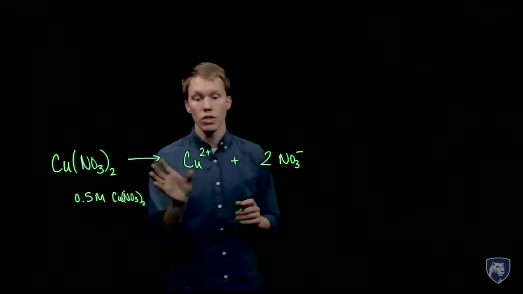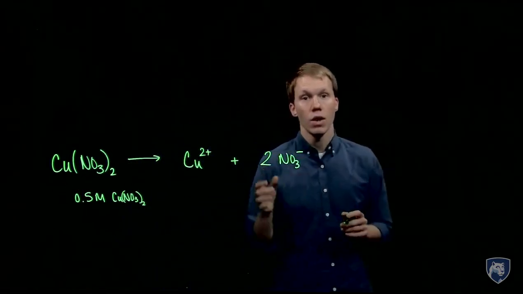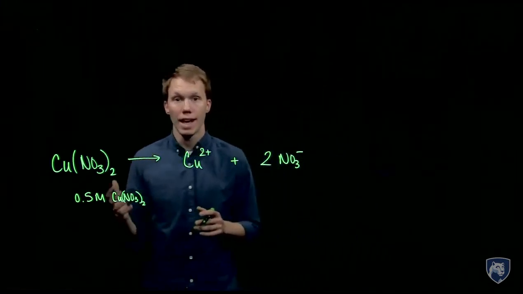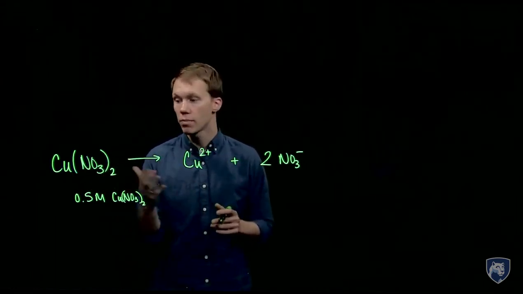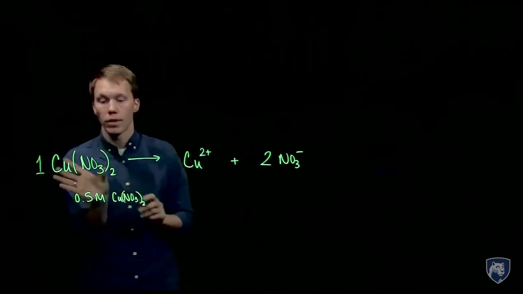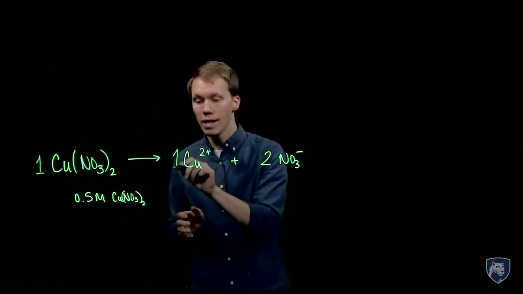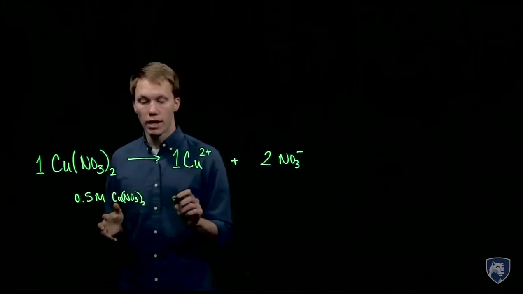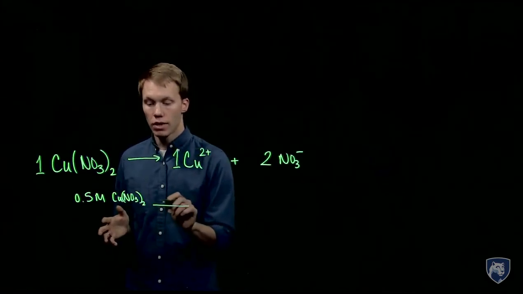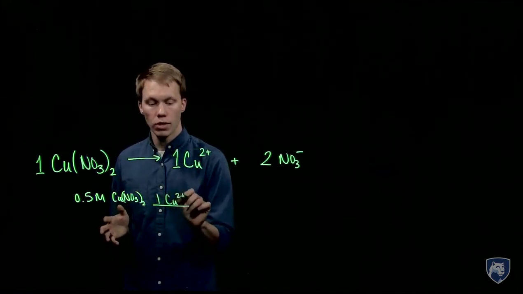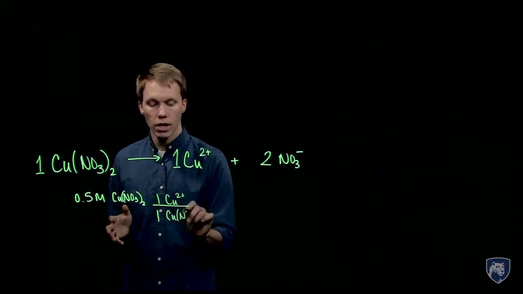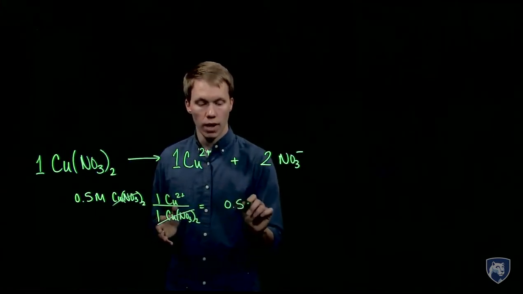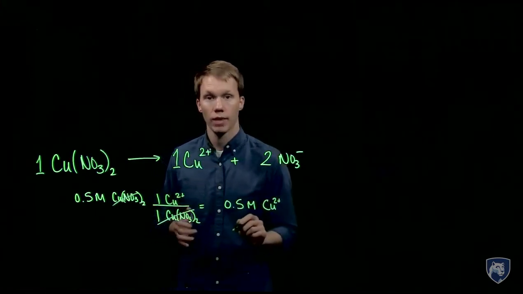If copper nitrate dissociates into a copper ion and two nitrate ions, we're going to have to consider the concentration of each of these ions separately as a result of the stoichiometry of this process. So for every one copper nitrate unit, I get one copper ion and two nitrate ions. So the concentration of copper ions, there's one copper ion produced for every one copper nitrate unit. So I will have a concentration of 0.5 molar copper ions.